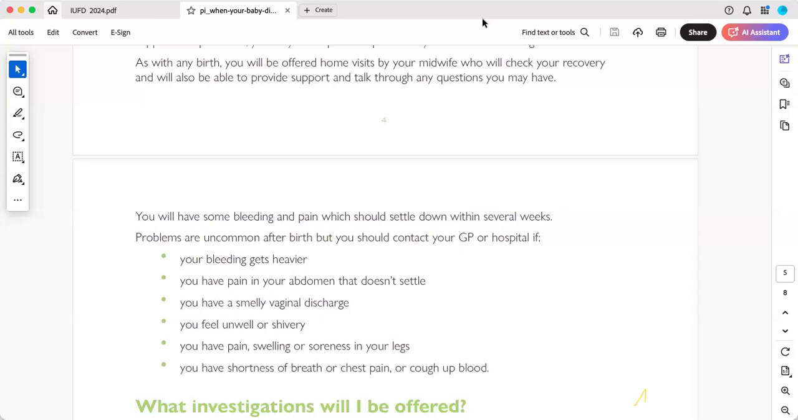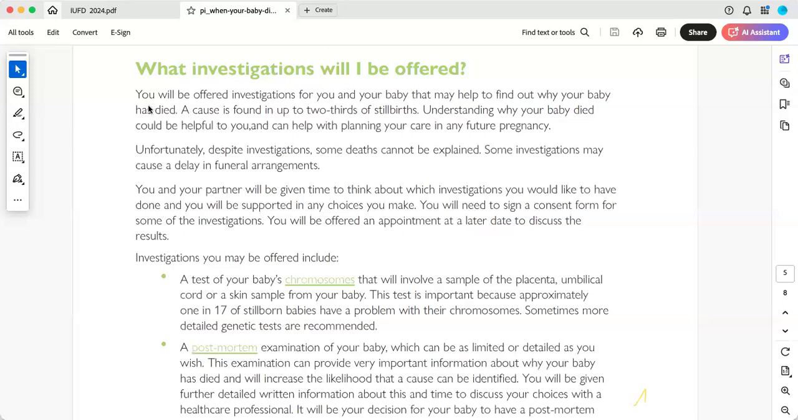So the investigation that the patient might be offered, this is a very important question. You will be offered investigation for you and your baby that might help you to find out why your baby has died. A cause is found in up to 2/3 of stillbirths. Remember that in the previous version of the guideline, we used to say half, okay? But now you will say 2/3. Understanding why your baby died can help you plan your care in a future pregnancy.